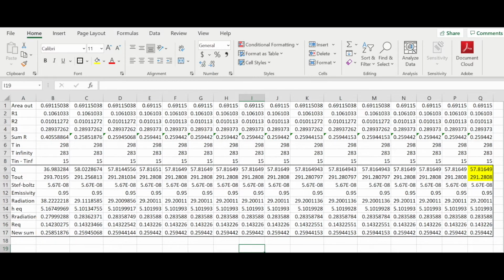Okay, and we stopped at 58.55, so that is 100% acceptable. And our temperature converges to 291.3, which is the 18.3 I told you guys about in Celsius, obviously. Okay, so this is one way to do it.